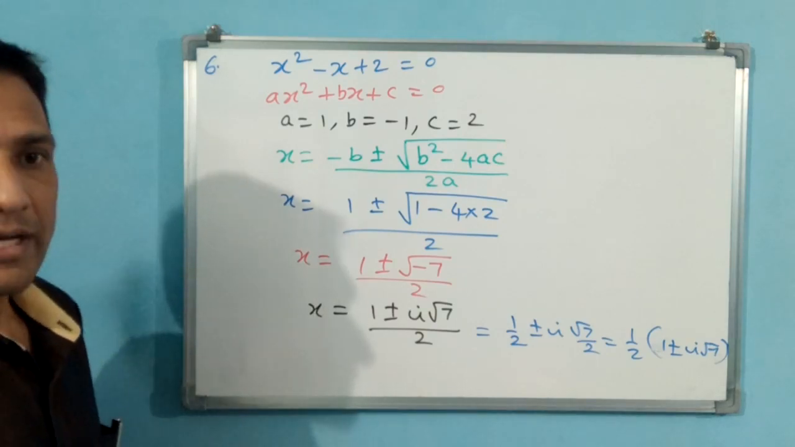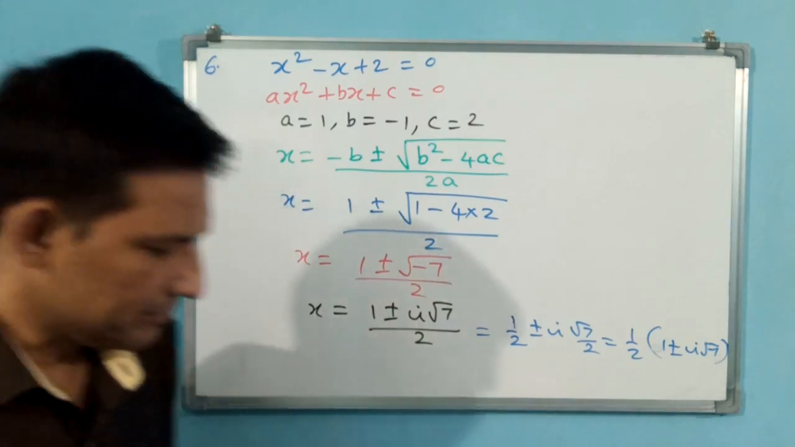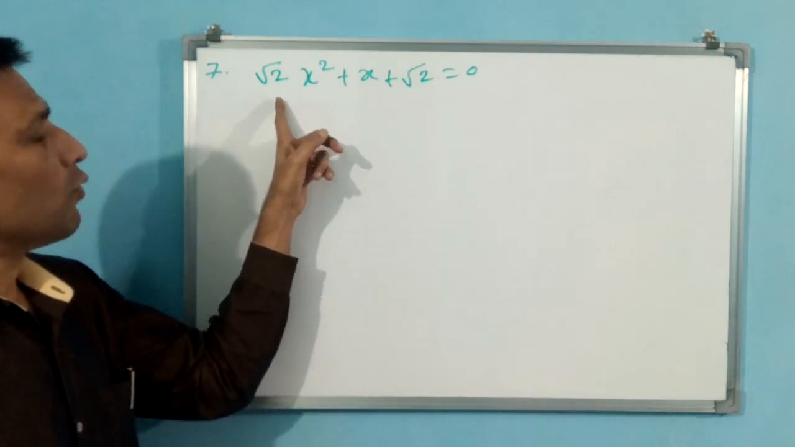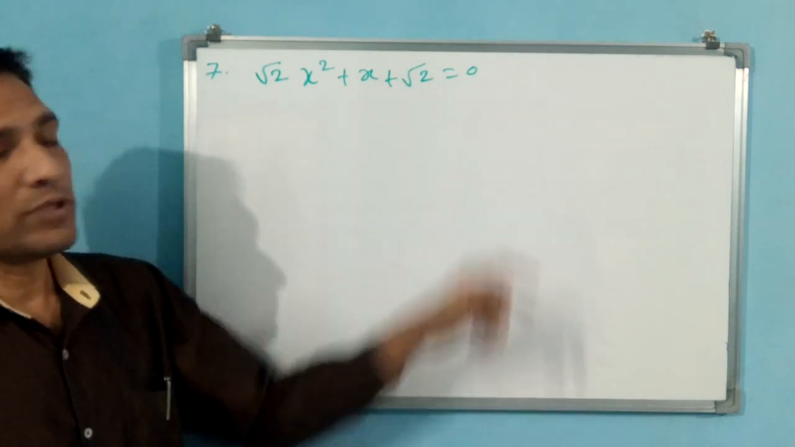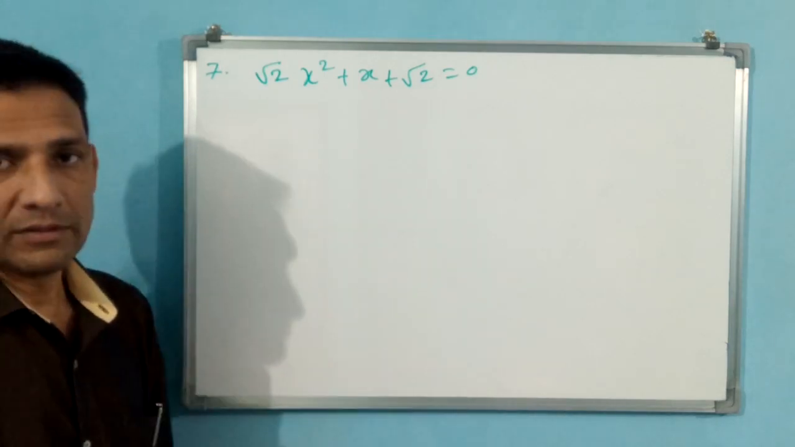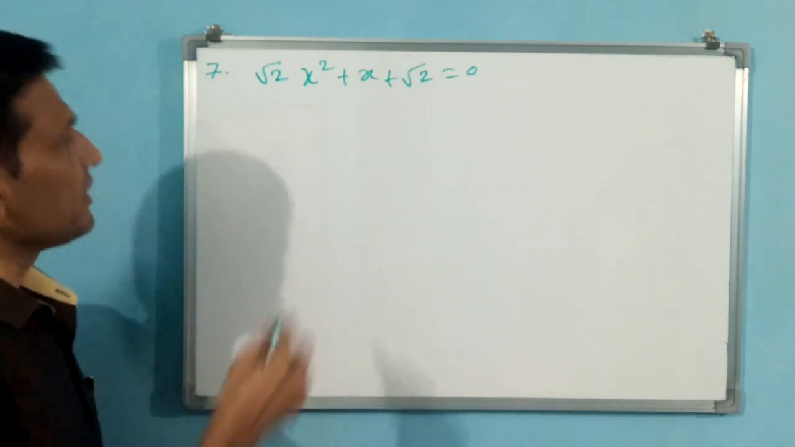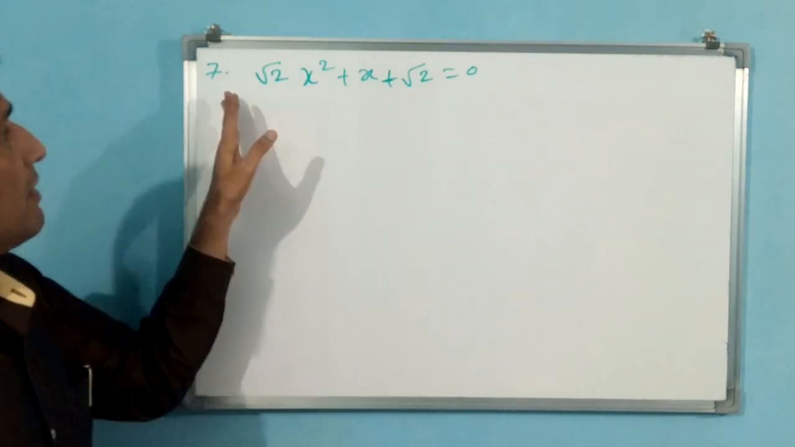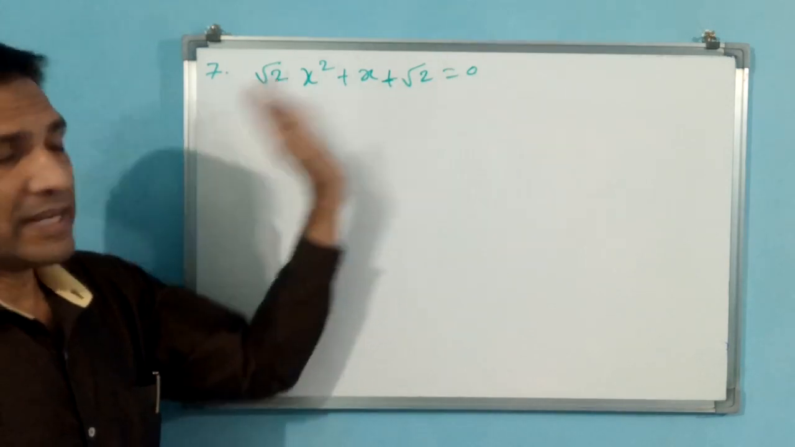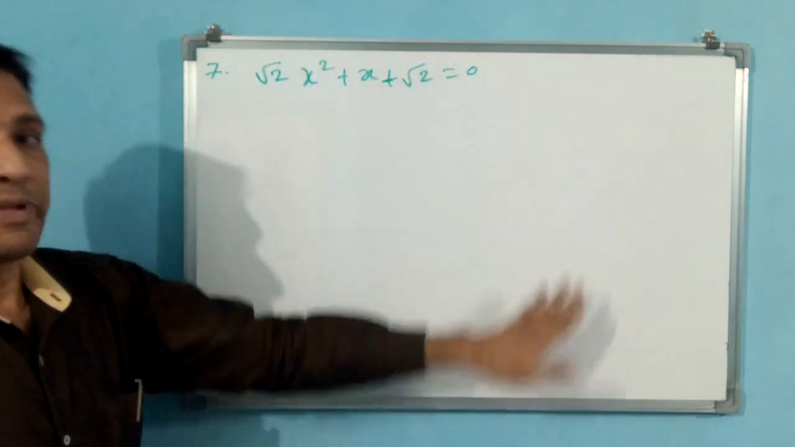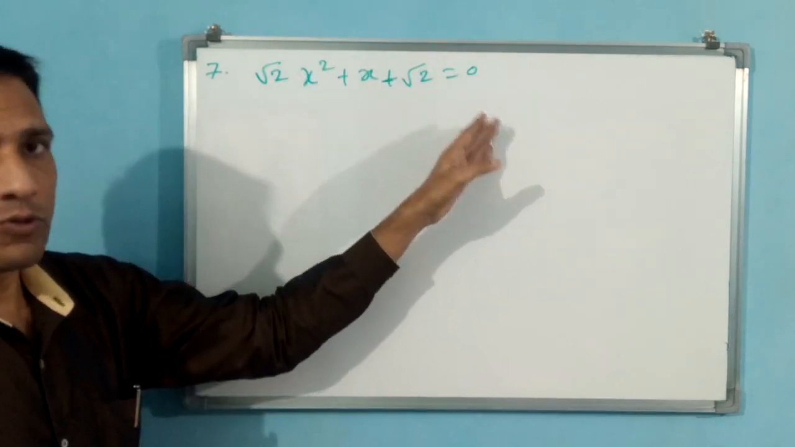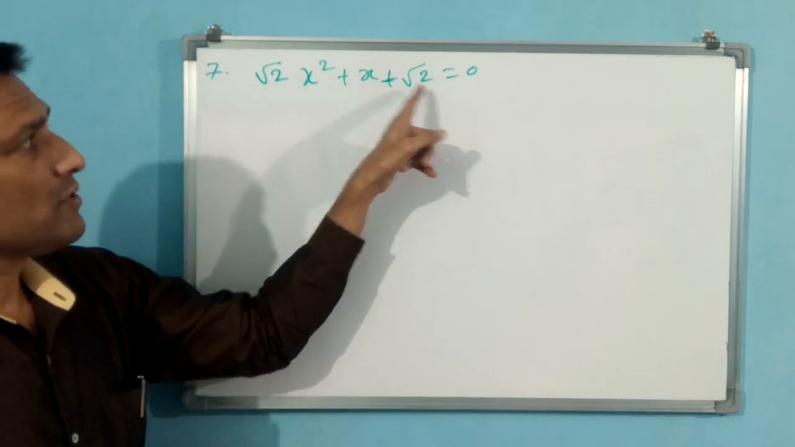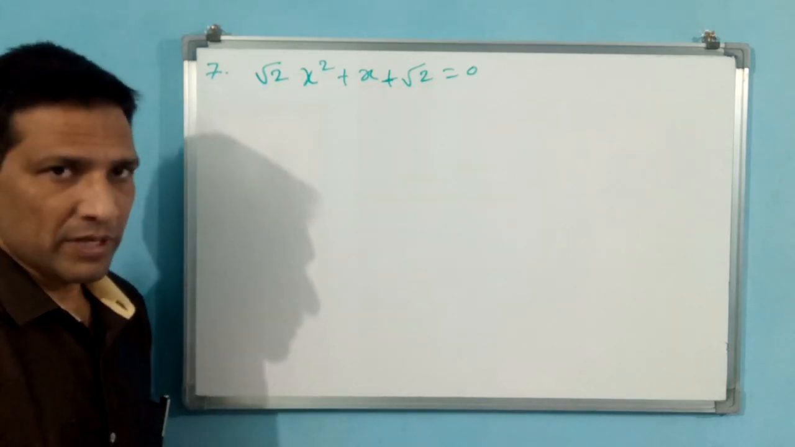Let us go for the 7th question. See the 7th question. Root 2 x square plus x plus root 2 is equal to 0. This you have to solve. See here, if you observe a little bit carefully, if I multiply with root 2 on both sides, LHS and RHS, this side 0 will be intact. Root 2 into 0 is 0 only. But here this will become x square and 2, but in between root 2 x is going to become.